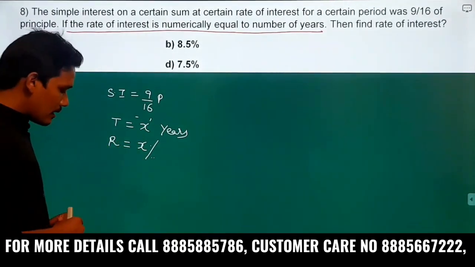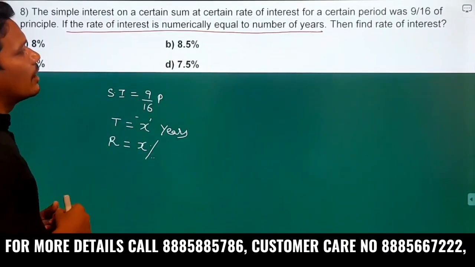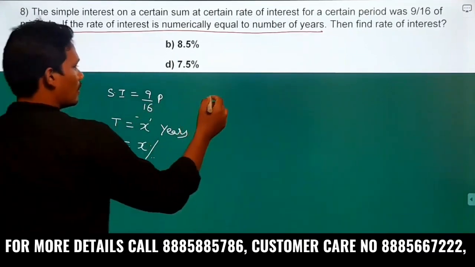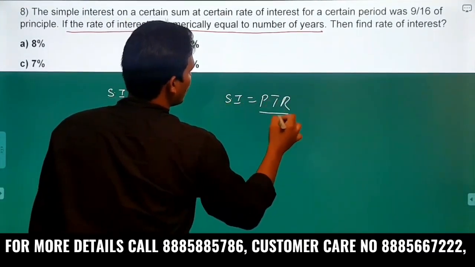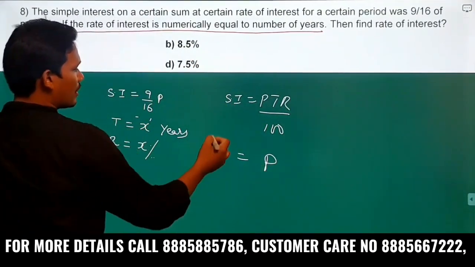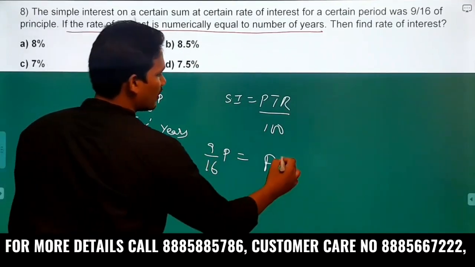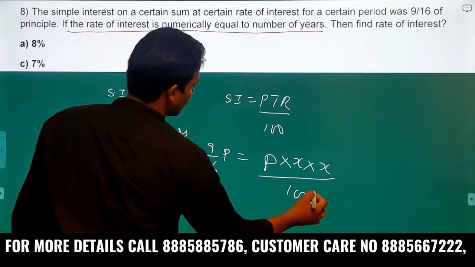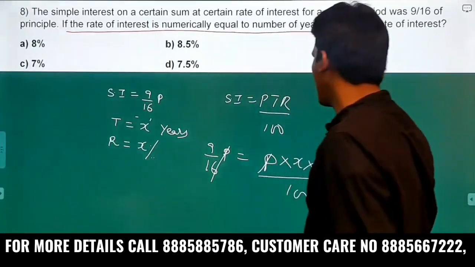Now he has given simple interest and time and rate of interest, and the question they are asking is: find the rate of interest. We know that SI equals PTR by 100. When you consider principal value P, the simple interest value will become 9 by 16 of P. Time equals x, right? Rate of interest equals x by 100, right? So P and P cancel. So x into x.